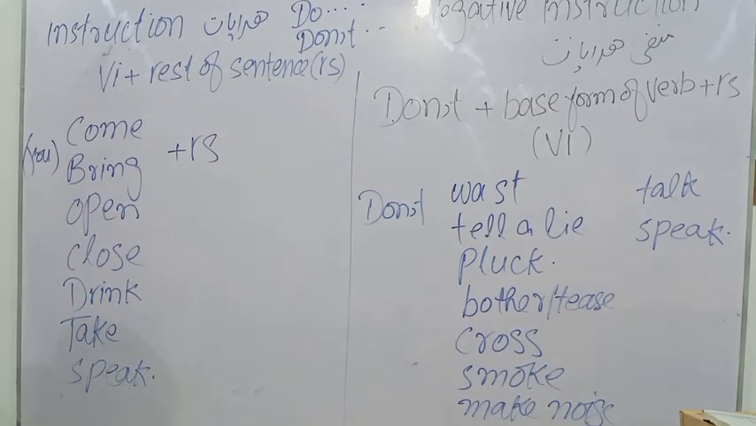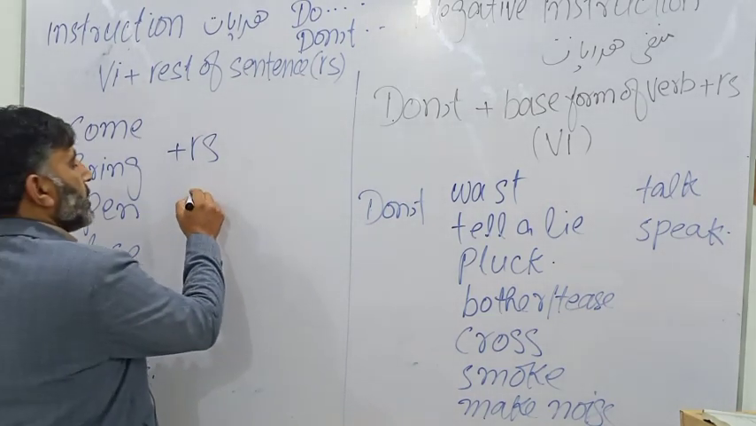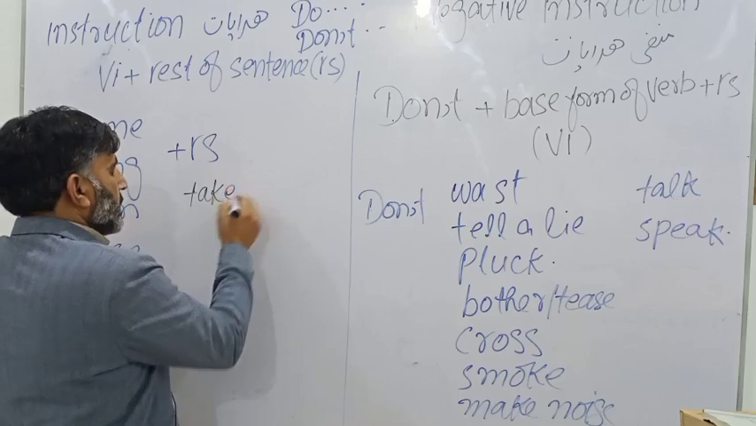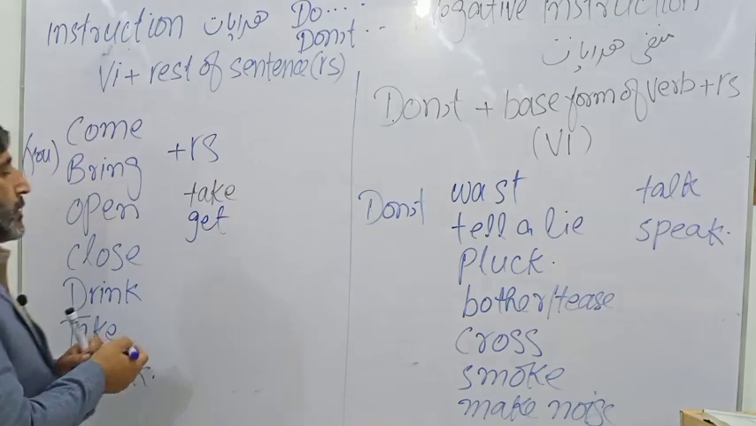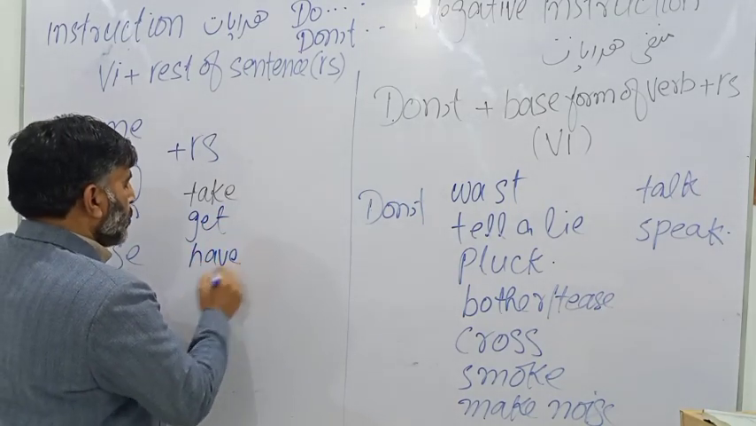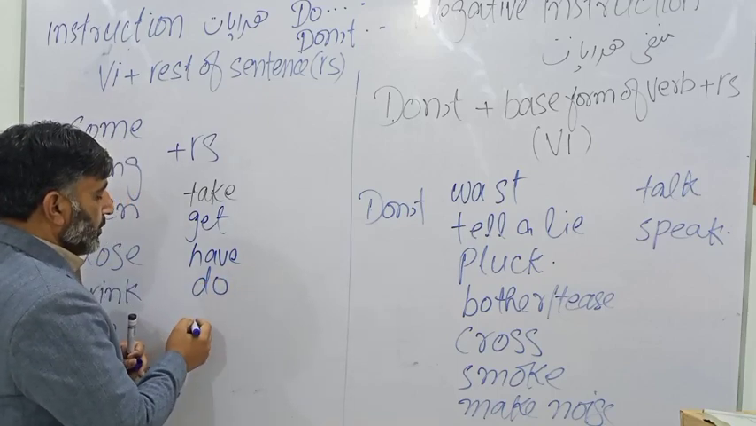Darwaza kholo. Good. Kitab kholo. Open your books. Good. Darwaza band kar lo. Close the door, or close your books. Pani piyo. Drink water. Chai piyo. Take tea. Dawai khao. Take the medicine. Tasveer nikalo. Take the picture. You take, there are four verbs, dear viewers and listeners. One is take, one is get, and one is have. And do as well, and be as well.